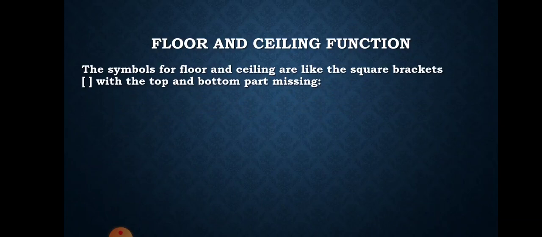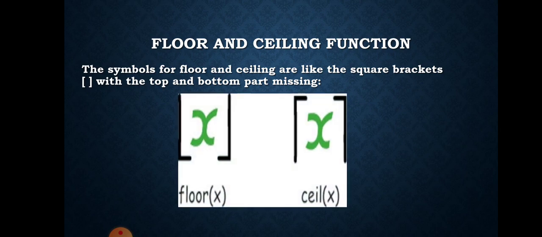Let's proceed to the floor and ceiling function. Ano nga ba ito? The symbols for floor and ceiling are like the same, the square brackets with the top and bottom part missing. Floor function, nasa taas po yung part na kung saan nawawala, while ceiling function, nasa baba. Yan po ang kanilang mga symbol to identify the floor and ceiling function.